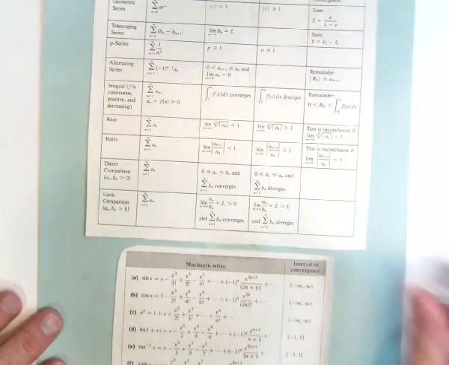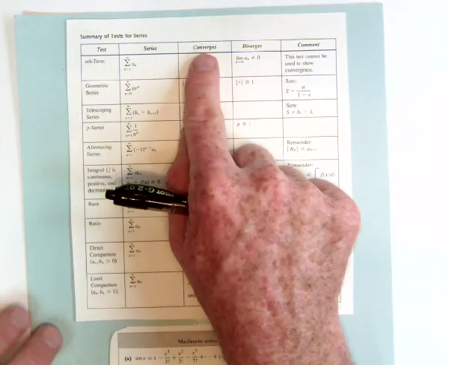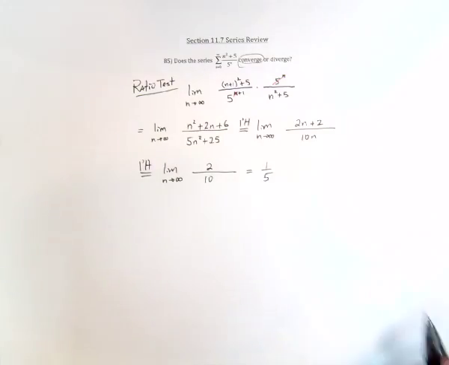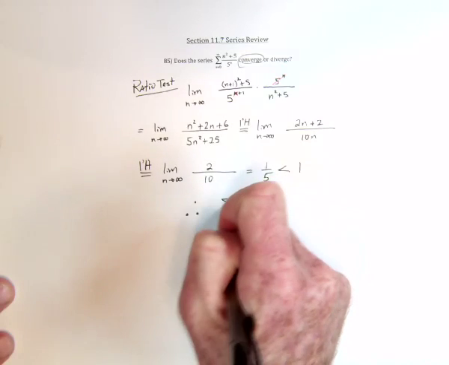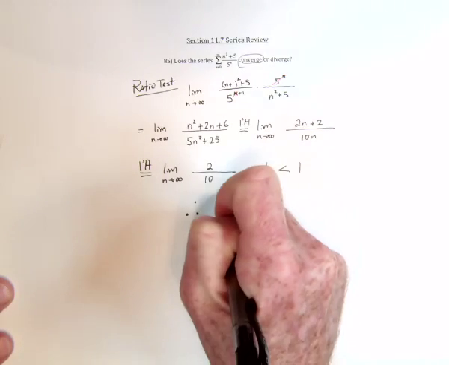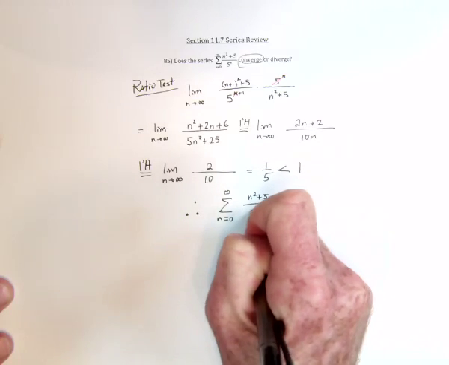And the ratio test says if you work out that limit and you get something that's less than 1, then it converges. Less than 1, therefore this series converges.